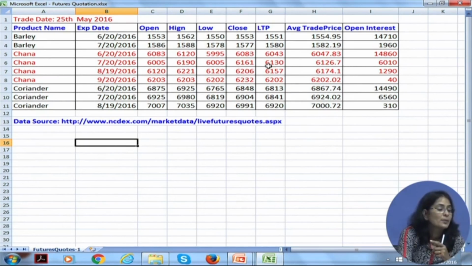Similarly, you have LTP of 6130 for chana, that is the July contract, but close is 6160. Similarly, you can see that the LTP is different from the close price, and this close price is used to calculate the mark to market margin on a daily basis.